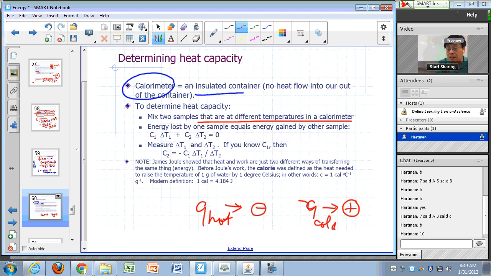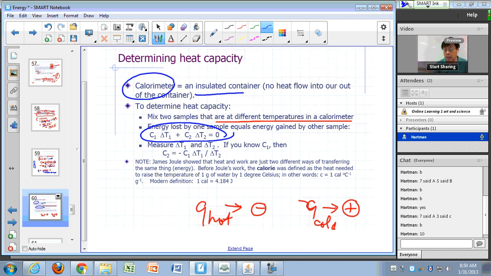So if you call them sample 1 and sample 2, that means heat capacity of sample 1 times delta T for sample 1, that's Q for sample 1, you add that to Q for sample 2, which is heat capacity of sample 2 times delta T for sample 2. Those two should add up to 0. So that's the most important equation to know as far as determining heat capacities are concerned in a calorimeter.